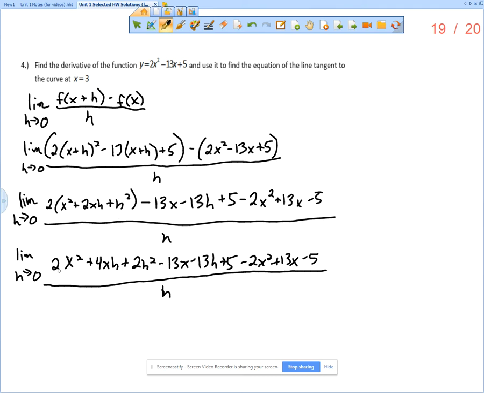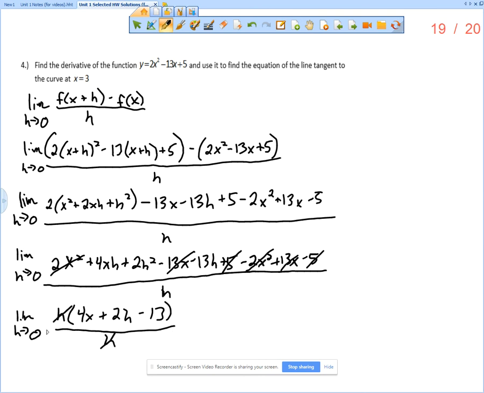So now 2x squared minus 2x squared, those subtract out, which must happen. Minus 13x plus 13x, that must happen. 5 minus 5, that must happen. Notice everything without h has disappeared. So now I have 4xh plus 2h squared minus 13h. So the next step in the problem is to be able to factor and reduce h. So they all have h, so we can factor h out. So 4x plus 2h minus 13, all divided by h.